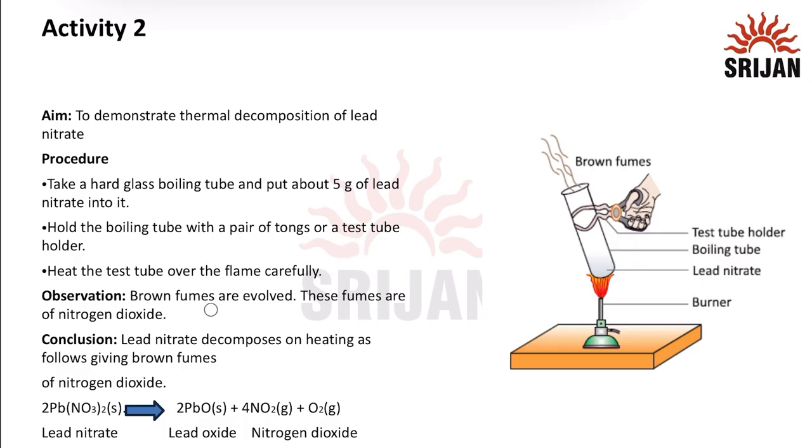What we will observe is that brown fumes are evolved. These fumes are of nitrogen dioxide, because lead nitrate decomposes to lead oxide and nitrogen dioxide. The fumes are because of this gas, nitrogen dioxide. So lead nitrate decomposed to lead oxide, nitrogen dioxide, and also oxygen. In this case we will observe a brown gas. When we observe the brown gas, we know that lead nitrate has decomposed to lead oxide.